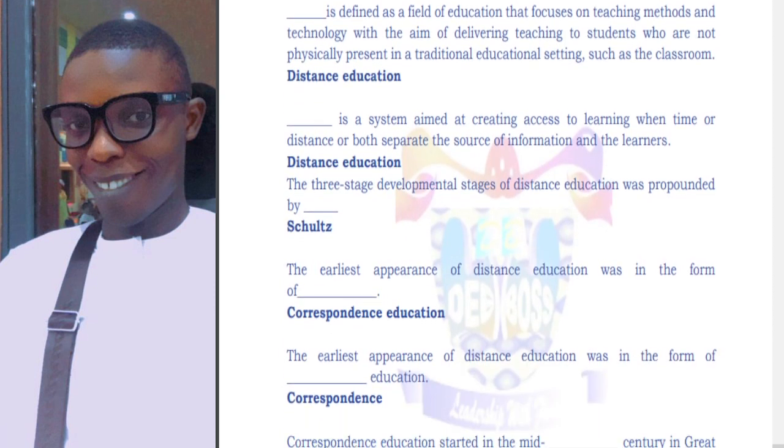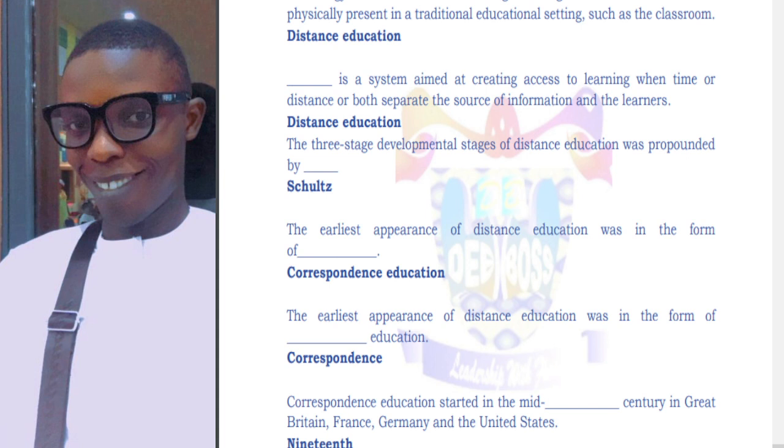Okay, so this education is a system aimed at creating access to learning when time or distance or both separate the source of information and the learners. So when time and distance separate them.